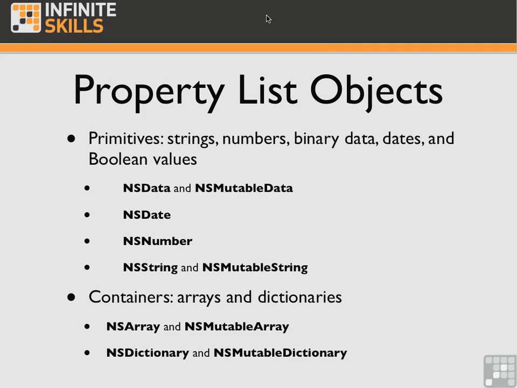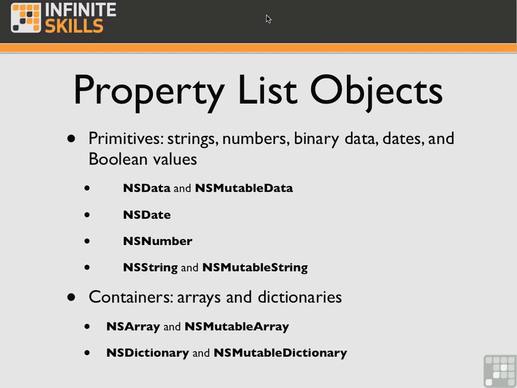The objects are called property list objects, and you find two kinds of property list objects in the framework. Primitives, which is not a reflection on how civilized they are, but is a word that's used to describe the simplest kind of object. In other words, they are what they are. The primitive types are strings, numbers, binary data, dates, and Boolean values. Containers, on the other hand, are a bit more expansive in that they can hold arrays and dictionaries, which are other containers, as well as primitives. And those are NSArray, NSMutableArray, NSDictionary, and NSMutableDictionary.